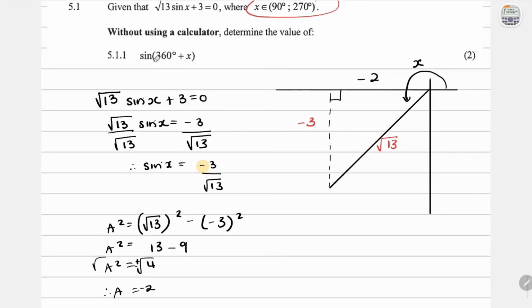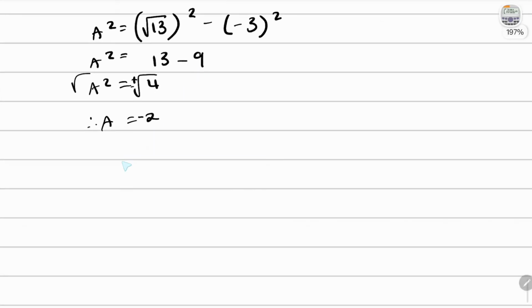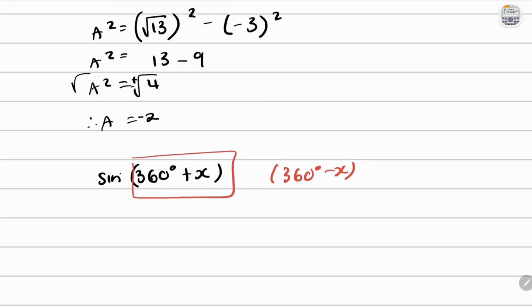The first question is to find sine of 360 plus x. Sine of 360 degrees plus x. This is one of those ones that confuse people. When you see plus x, it kind of looks like 360 minus x. It's not the same thing. So here's the thing with angles. If you have an angle that is greater than 360 degrees, you subtract 360 degrees. And if you have an angle that is negative, less than 0, you add 360 degrees.